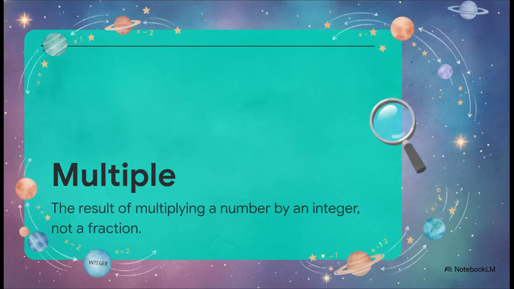So, a multiple is simply the result of multiplying a number by an integer, and importantly, not a fraction. Because integers include negative numbers and 0, multiples can actually stretch backward too. For instance, the multiples of 3 aren't just 3, 6, and 9, they also include 0, -3, -6, and -9. It's a continuous rhythm stretching out in both directions.